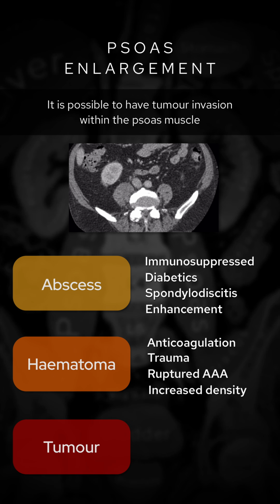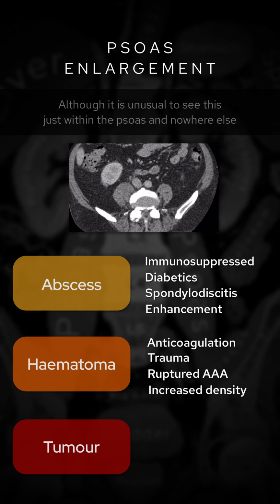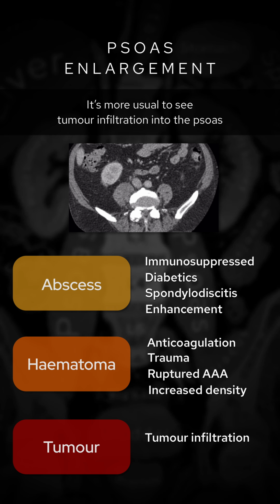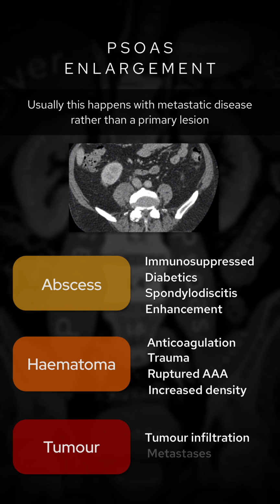It is possible to have tumour invasion within the psoas muscle, although it is unusual to see this just within the psoas and nowhere else. It's more usual to see tumour infiltration into the psoas from elsewhere within the retroperitoneum. Usually this happens with metastatic disease rather than a primary lesion.